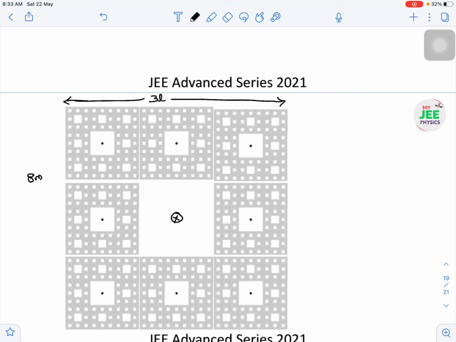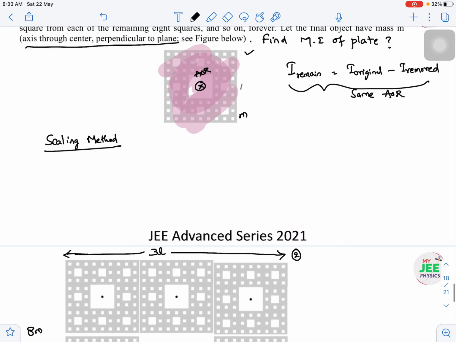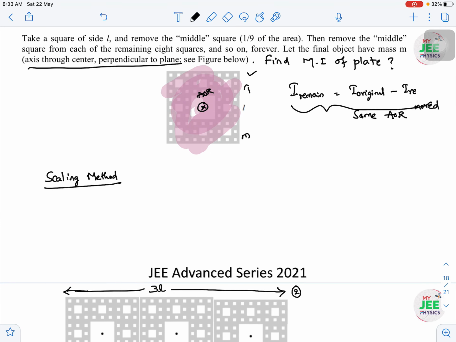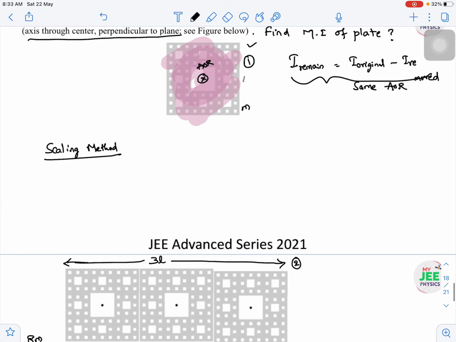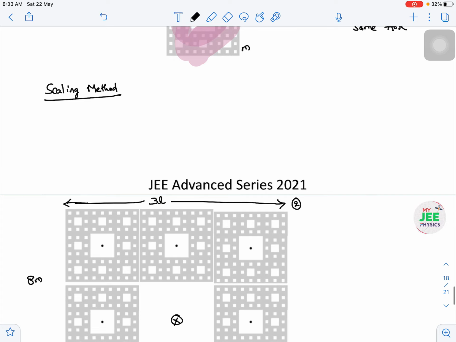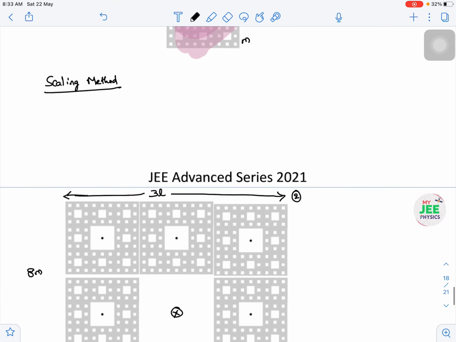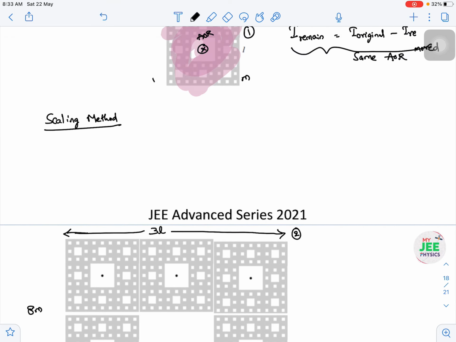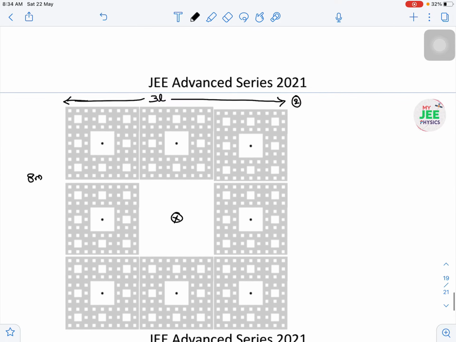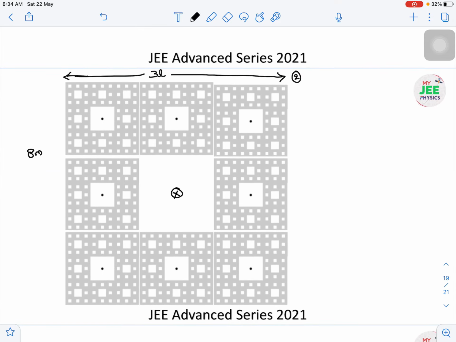Now there is no difference between this bigger square, which I'll call the second diagram, and the first diagram except the dimensions. So we call this the scaling method. From smaller object to bigger object, the nature of the object remains the same. If the moment of inertia of the smaller object, which we require, is I, then what would be the moment of inertia of this object?